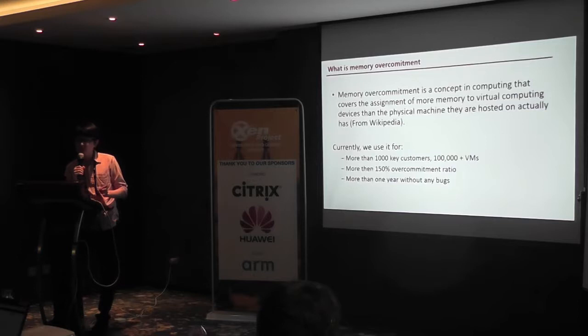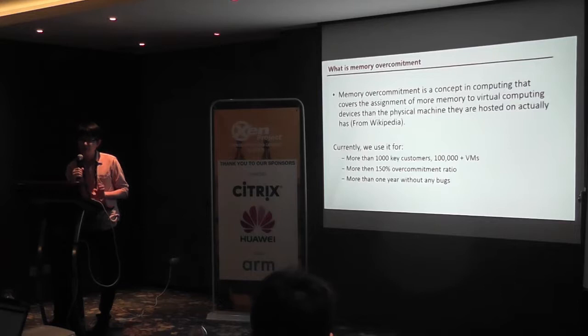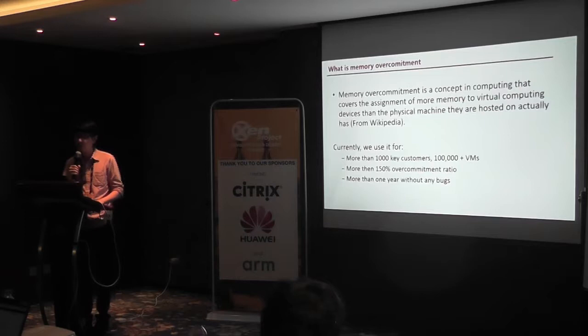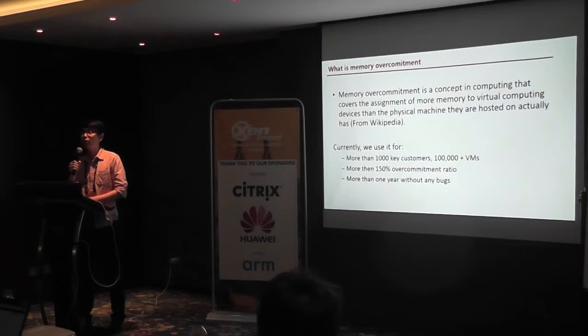It means that the user can power on, for example, 150 GB RAM on one physical machine with only 100 GB memory, and they run their own applications day and night, and there have been no bugs reported in the past year. It shows that memory overcommitment can be done safely, as long as you don't push things too far.